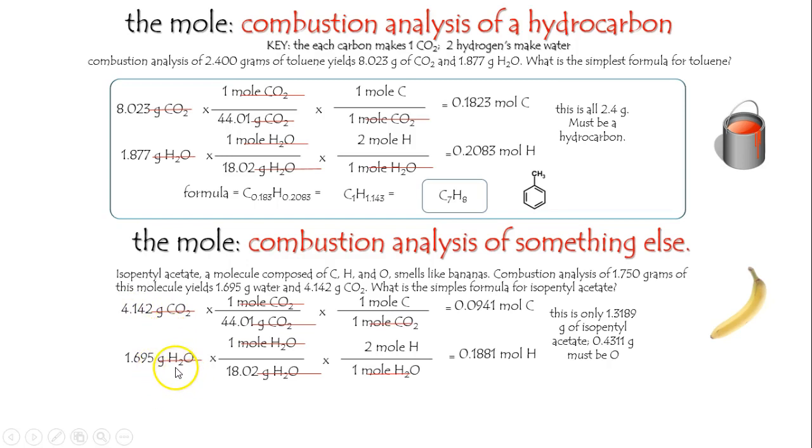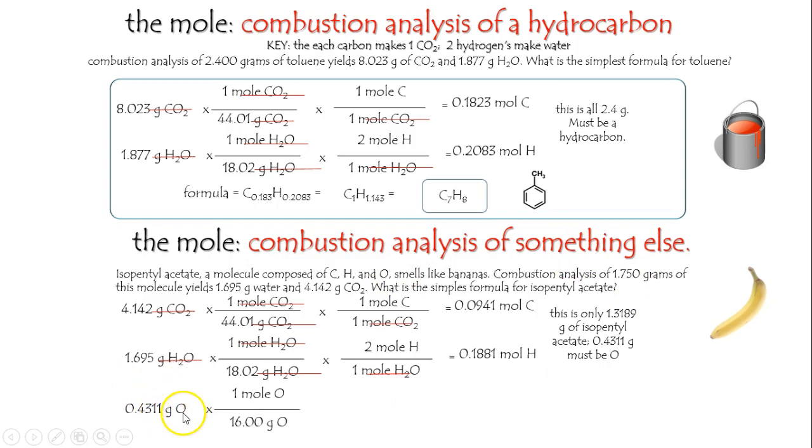Similarly, 2 of every 18 grams in water come from hydrogen, and therefore you would do that sort of calculation. You add up the two, and you only get 1.3189 grams accounted for. The rest, as they've told us, has to be oxygen, which is the 0.4311 grams.